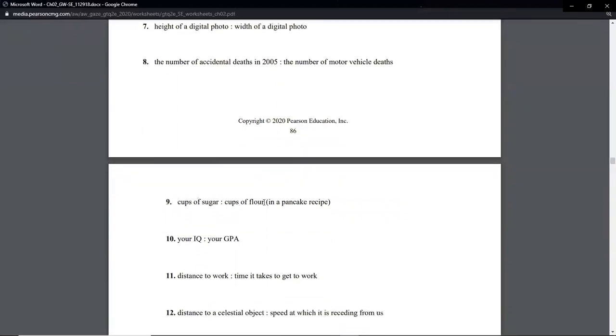Cups of sugar to cups of flour in a pancake recipe. So in Grandma's wonderful pancake recipe, when she makes them, if she's just making pancakes for you, they turn out the same way as if she's making pancakes for the whole family Christmas morning and she's got to make 50 of them. So think about it that way. They've got to turn out the same.